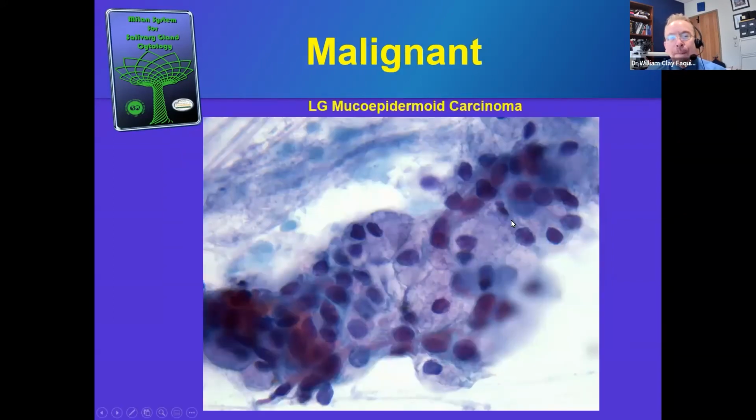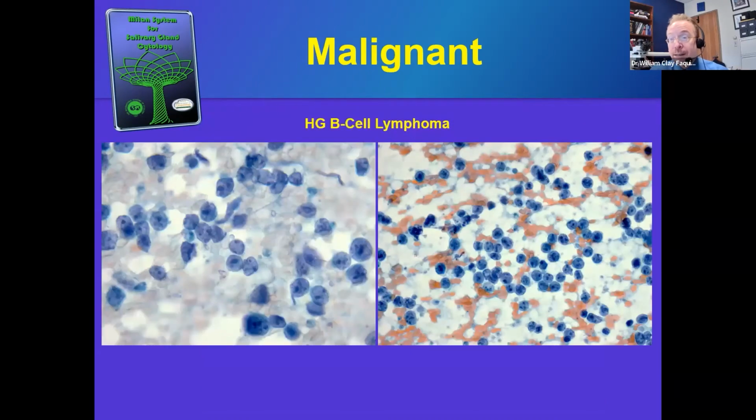Just a couple of examples of aspirates that on cytology alone we can call malignant. Here's an example. We have background mucin, we have goblet type mucinous cells, and then we have these epidermoid cells with higher NC ratio here and dense cytoplasm. So this is a classic example of low-grade mucoepidermoid carcinoma. We don't need any ancillary markers to diagnose this. We're going to come back to mucoepidermoid carcinoma in a few minutes when we talk about ancillary studies.